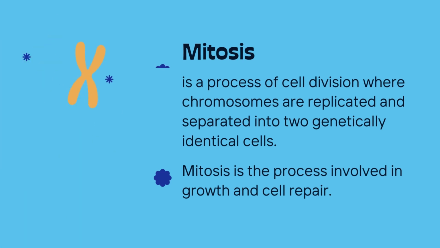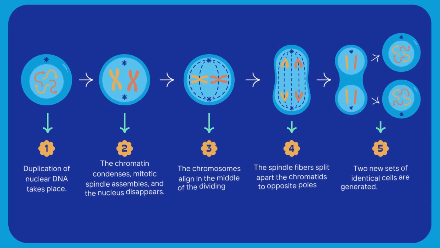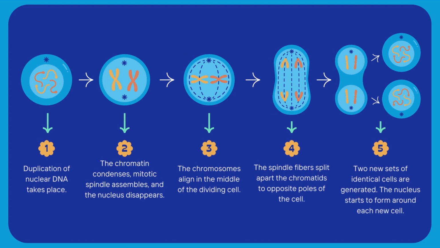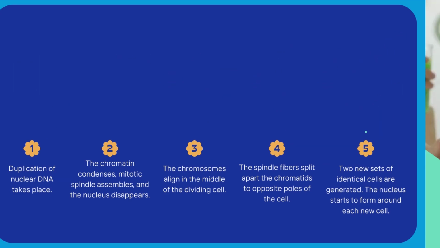In mitosis, firstly, duplication of nuclear DNA takes place. Then the chromatin condenses, the mitotic spindle assembles, and the nucleus disappears. Thirdly, the chromosomes align in the middle of the dividing cell. Afterward, the spindle fibers split apart the chromatids to opposite poles of the cell. Then two new sets of identical cells are generated. The nucleus starts to form around each new cell.